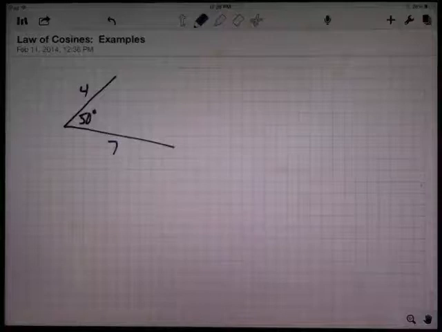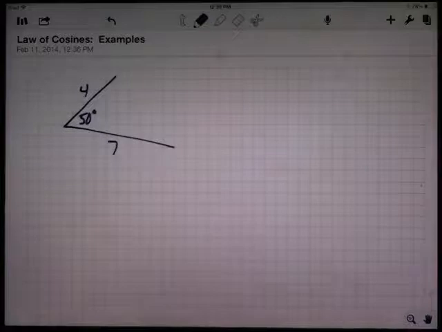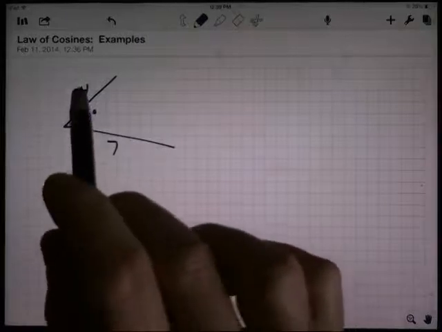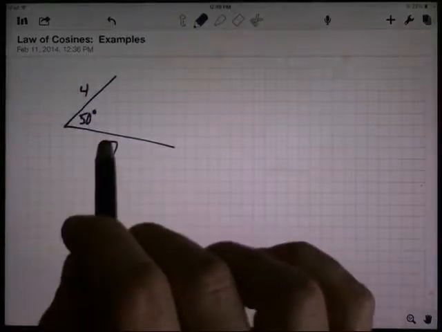In this video, I want to take a look at the law of cosines and how we can use it to calculate triangles. So here's some information about a triangle. I've got an angle of 50 degrees and the two sides that make it up are lengths 4 and 7.